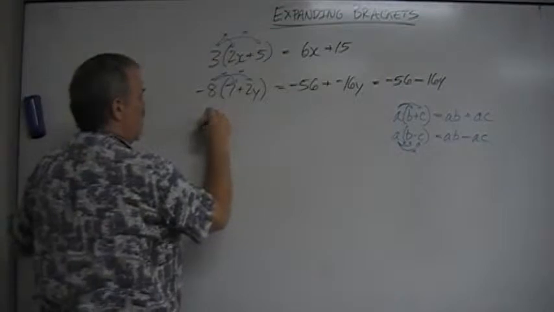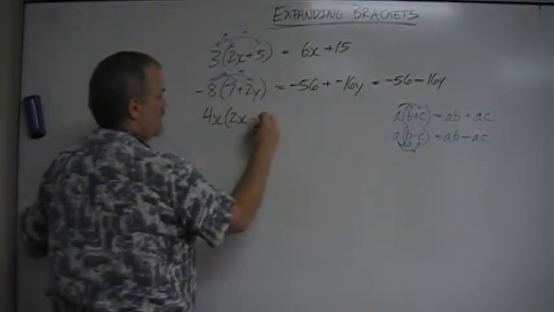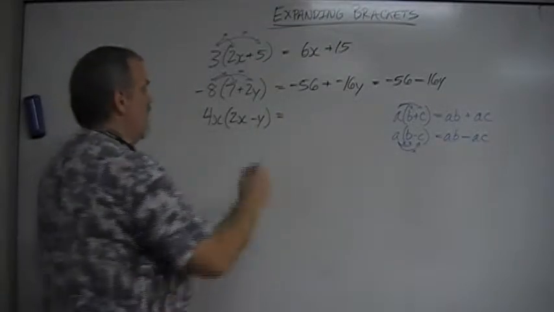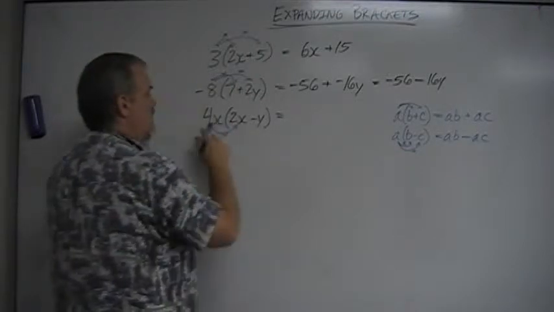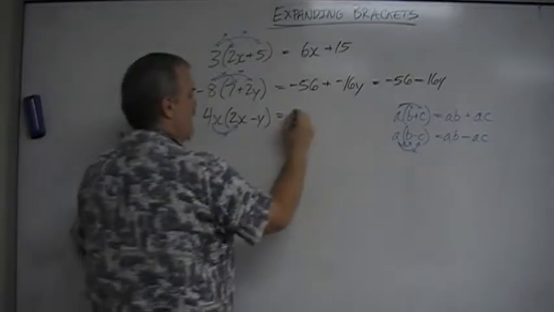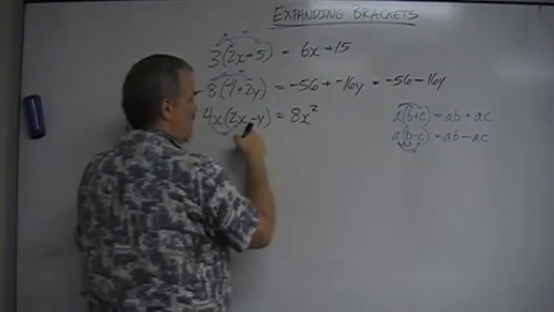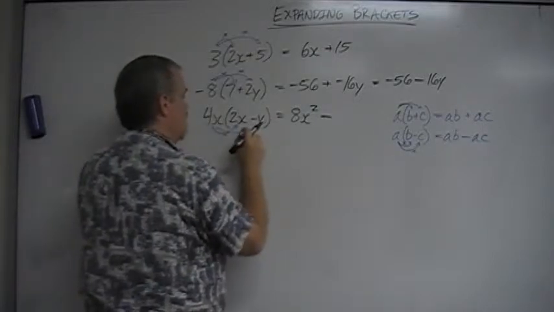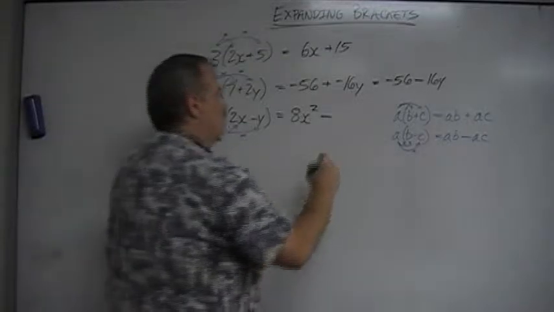Another example. What if I have a pronumeral out in the front? Like 4x. Still works exactly the same. We multiply here. 4x times 2x is 8, x times x is x squared, minus, and then we do the multiplication over here. 4x times y is 4xy.